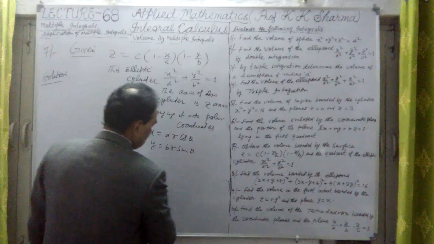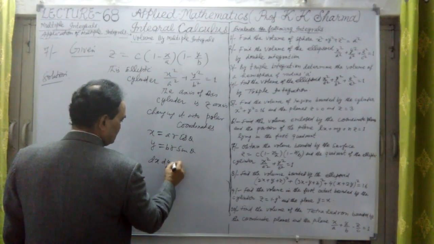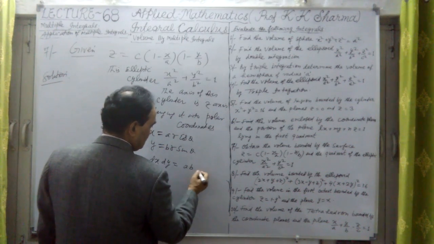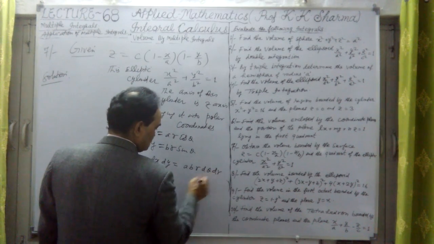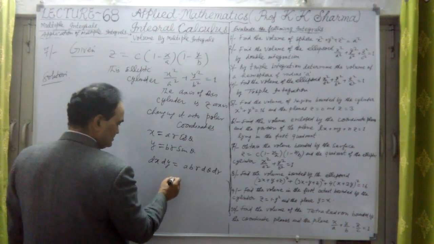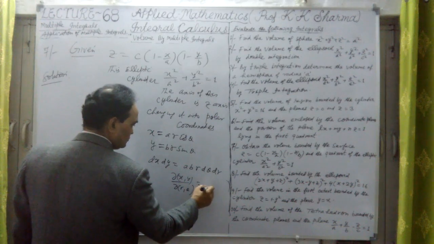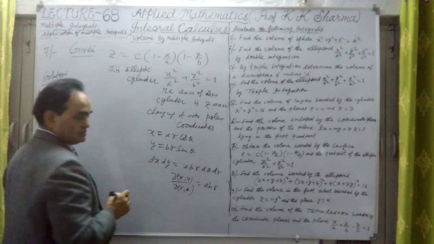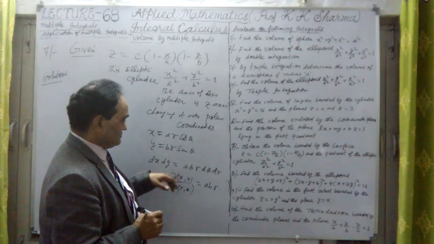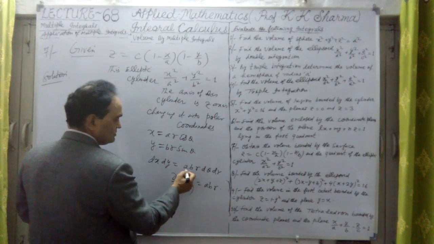This is for the elliptic cylinder. Now if I find dx dy, it will be equal to ab times something. Here the Jacobian will be abr, so dx dy becomes abr dr d theta. abr is the Jacobian value. Why? Because you can calculate del(x,y) by del(r,theta), which in this case is ab into r. Therefore abr dr d theta. We will write here that the Jacobian is abr.